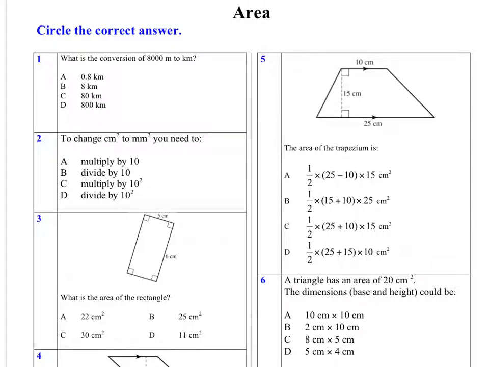8,000 meters to kilometers. There are 1,000 meters in a kilometer, so we're going to divide by 1,000 and we get 8. Change centimeters to meters. We're going to times by 10 centimeters to millimeters, but because it's squared, it's 10 squared.